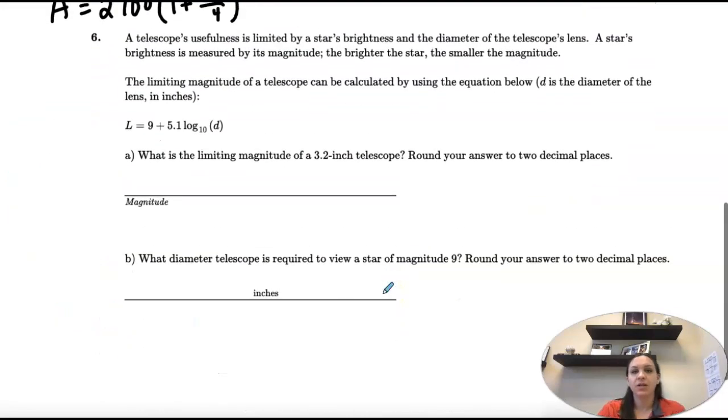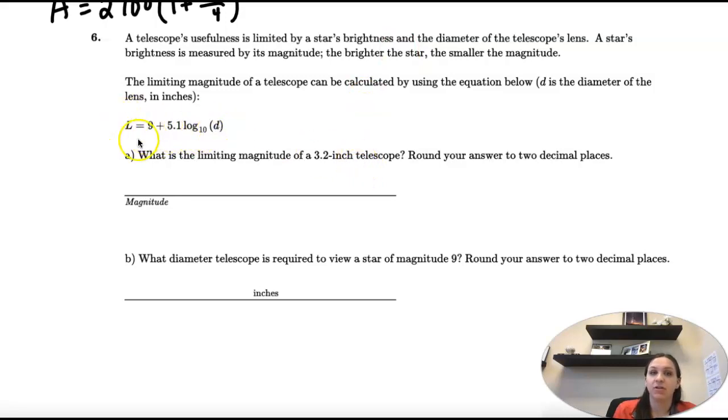Okay, last one. We have a telescope, and its usefulness is limited by a star's brightness and the diameter of the lens of the telescope. That's a lot. So a star's brightness is measured by its magnitude, and the brighter the star, the smaller the magnitude. So all of that has an equation.